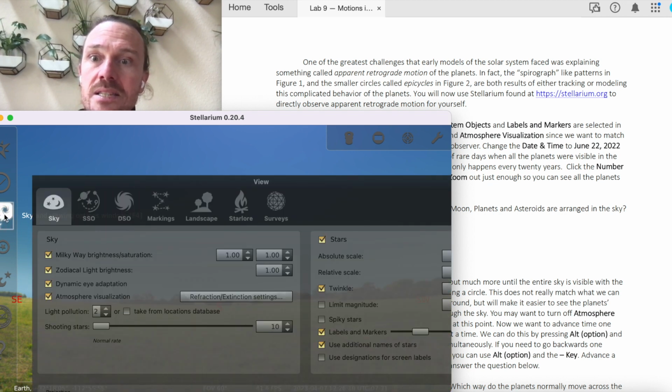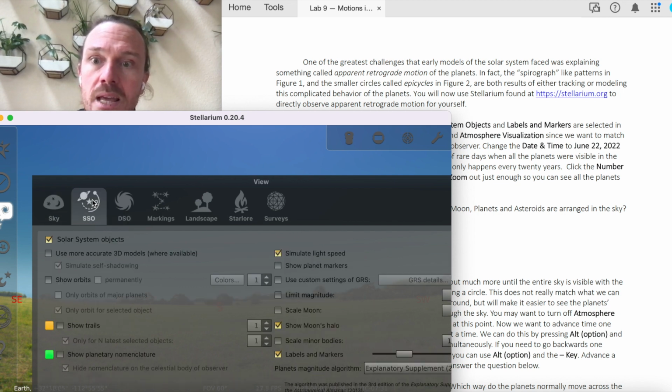So you can see that this is where we have sky, SSO as referenced in the actual lab. That's the term I was referring to. And here we're going to confirm that solar system objects is turned on. And other than that, with those labels and markers, show them, yep, labels and markers, yep. So you can see that I want to make sure this is on. This will, for example, put up a label that says Saturn on Saturn. So we definitely want to have that. And by default, it should be.